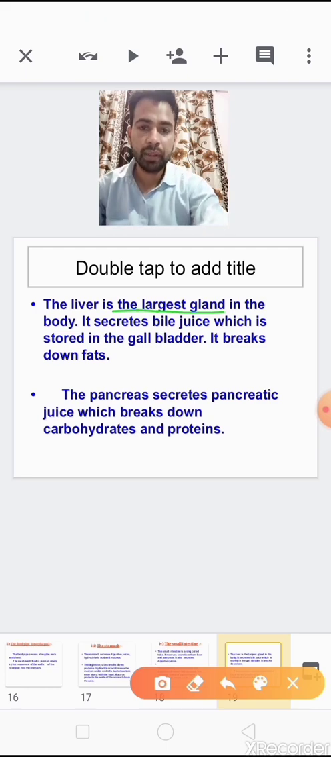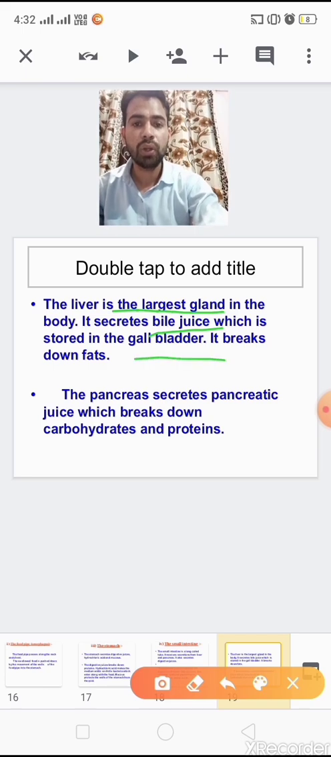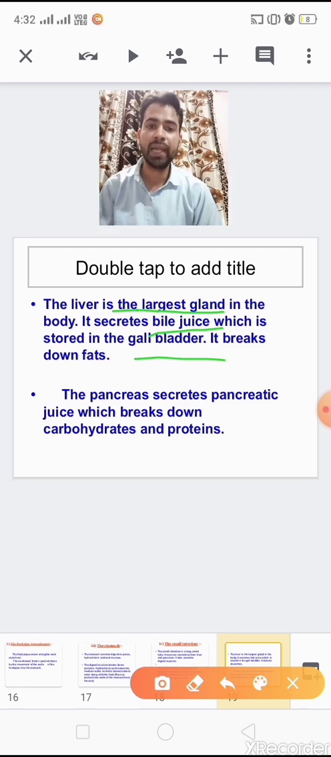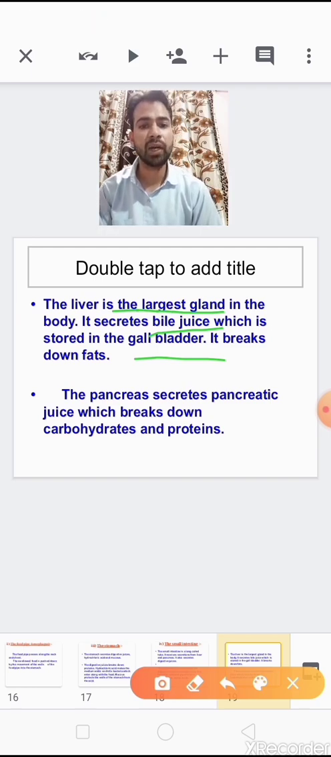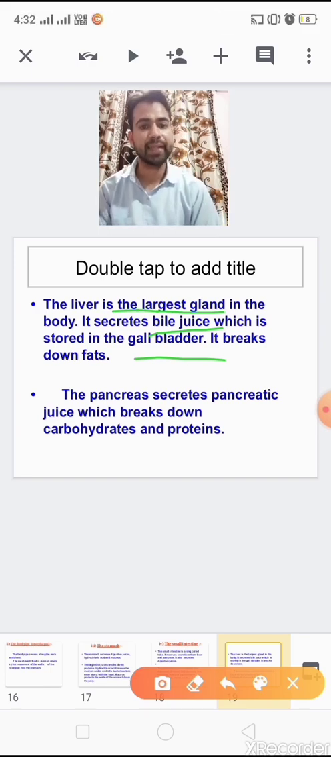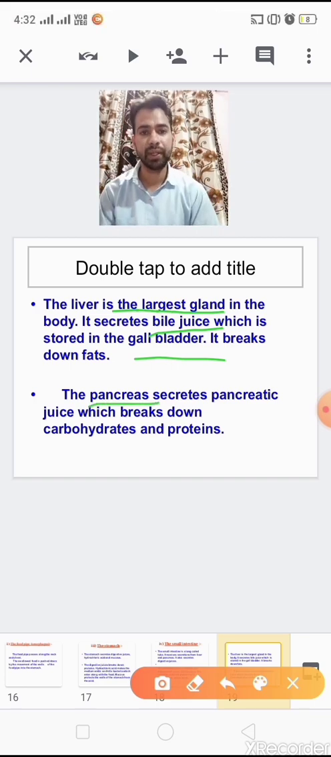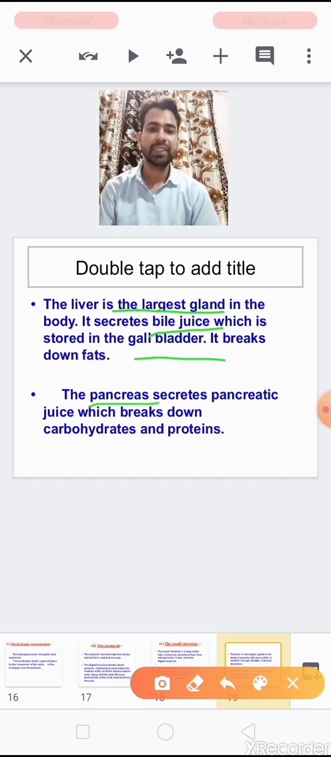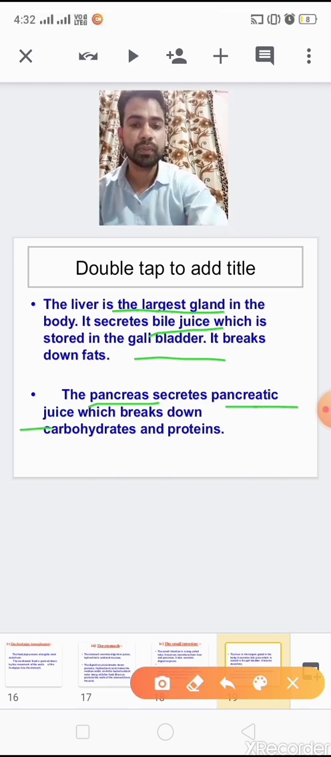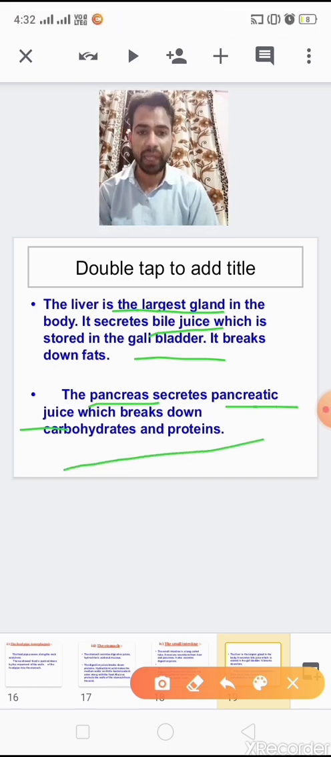It secretes bile juice, which is stored in the gallbladder, and the function of bile juice is to break down fats. Next one, the pancreas, which is also associated with the small intestine. The pancreas has pancreatic juice, which breaks down carbohydrates and proteins.